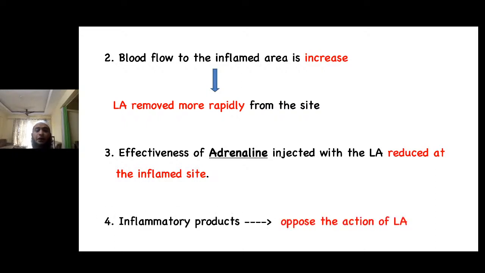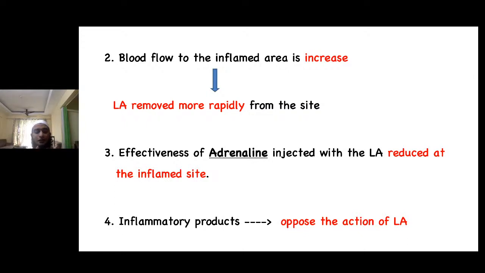Fourth reason is inflammatory products. There are many inflammatory products, like cytokines and interleukins. All these inflammatory products basically oppose the action of local anesthetic. So we have seen there are four reasons due to which, in case of inflammation, the local anesthetic action is decreased.